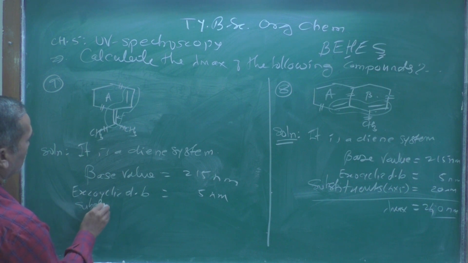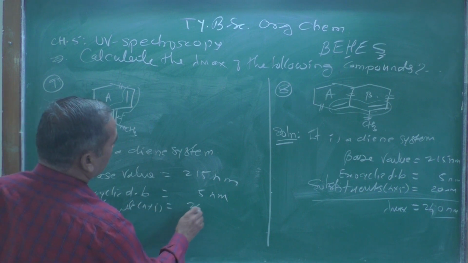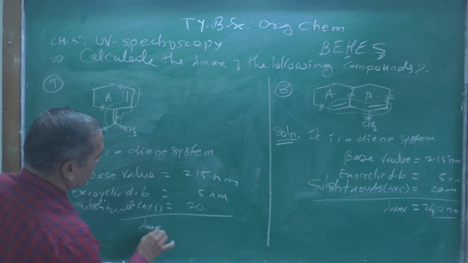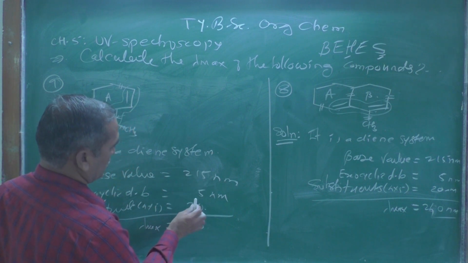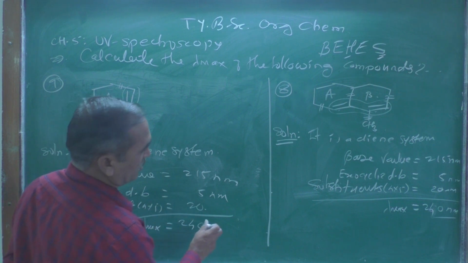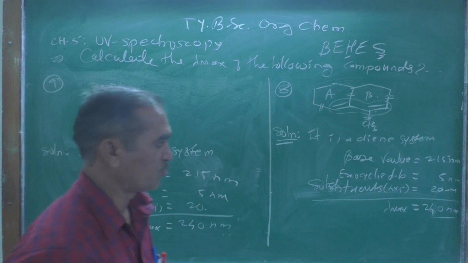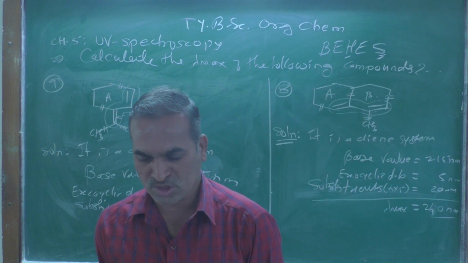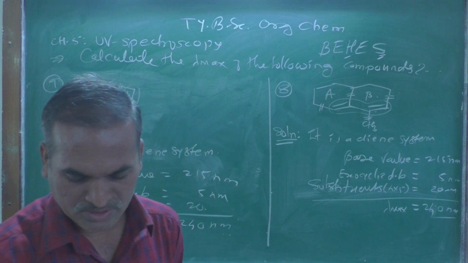So you can write down substituents 4 into 5 equals 20. Once again, if you add this, the total lambda max will be 240 nanometer. In the previous case also we got 240, here also 240 nanometer, but the structures are different. So that is the problem we have seen over here.